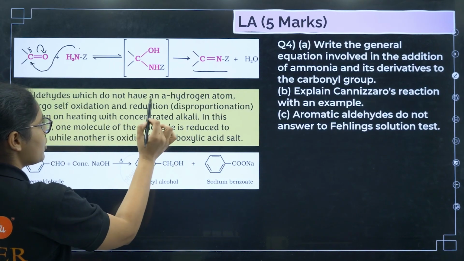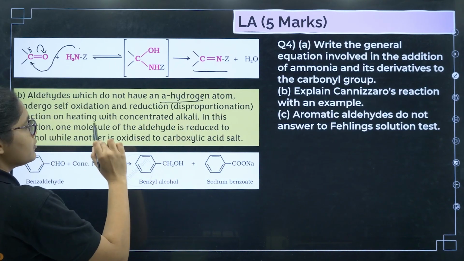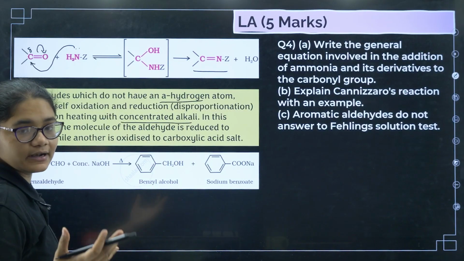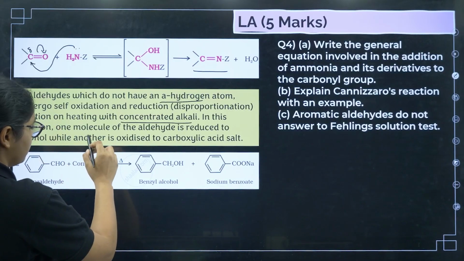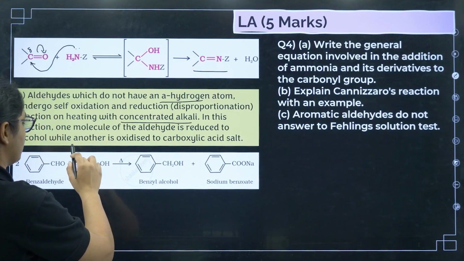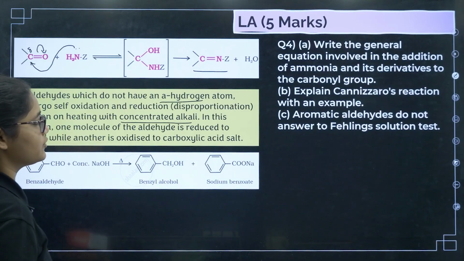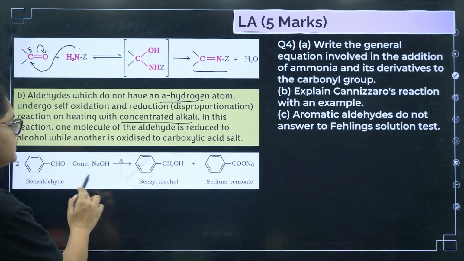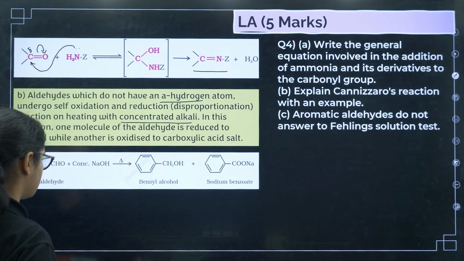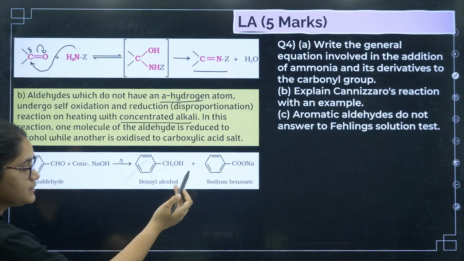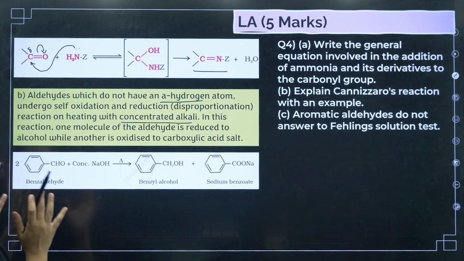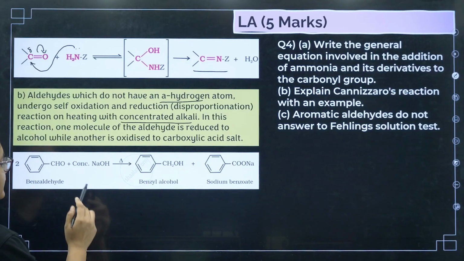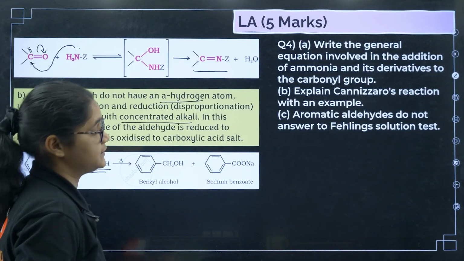Next, the Cannizzaro reaction. Aldehydes which do not have an alpha hydrogen atom undergo self oxidation and reduction on heating with concentrated alkali, concentrated NaOH. In this reaction, one molecule of aldehyde is reduced to alcohol while another molecule is oxidized to carboxylic acid. For example, benzaldehyde is taken in the presence of concentrated NaOH. One molecule will get oxidized to give you the salt of the acid, and the other will be reduced to give you alcohol, and the reagent is concentrated NaOH here.